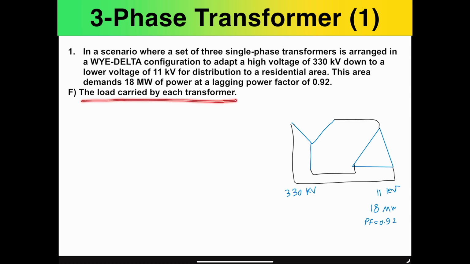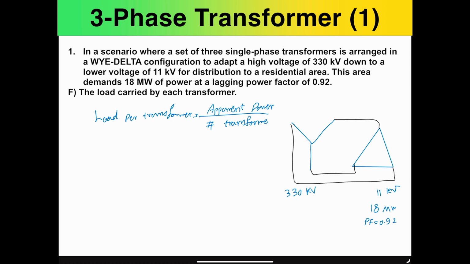And finally, the last part of this question is asking the load carried by each transformer. So we know that we have an apparent power on each side that is equal. However, the load per transformer is going to be the total apparent power divided by the number of transformers. In this case, since we're dealing with 3 single-phase transformers, we're going to divide that by a factor of 3. So essentially 19.5 megavolt amperes divided by 3 is around 6.5 megavolt amperes of load carried by each transformer.